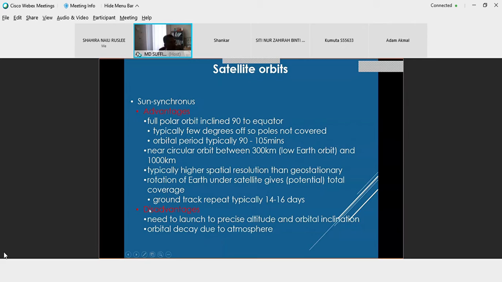This advantage need to launch to precise altitude and orbital inclination. And orbital decay due to atmosphere. Kadang-kadang pusingan dia, dia akan drift. Drift bermaksud bahawa dia punya orbit tu dia akan lari. Bila lari, so dia akan lari juga dari segi masa dia sampai di suatu kawasan, sebab dia cuma capture image di satu kawasan tu during daytime only. So dia nak very precise orbital inclination dia.